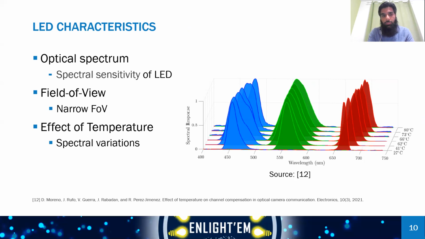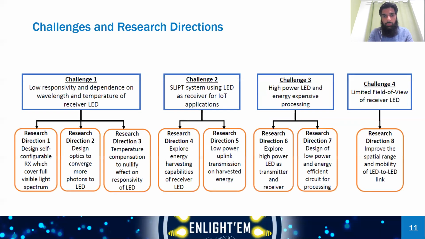And then there are different effects of temperature on the spectral response of the LED. Even on the transmitter side, there is some variation in the transmission spectrum, and on the receiver side, the spectral response also varies. You can see in the figure that by changing the temperature from 27 degrees to 80, there is a significant change in the spectral response. There are multiple challenges we identified in this field, and there is a lot of research potential for everyone who wants to pursue this field. We can go one by one.